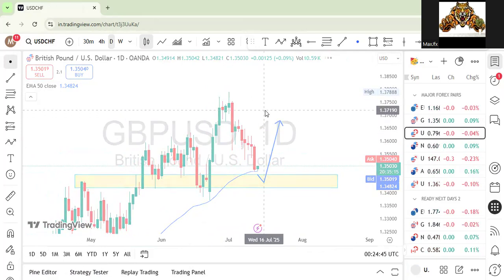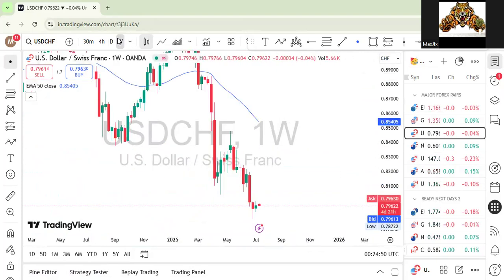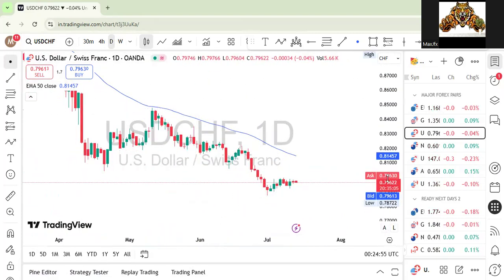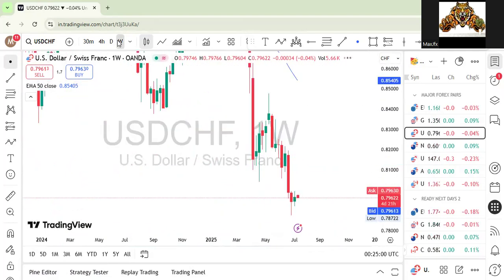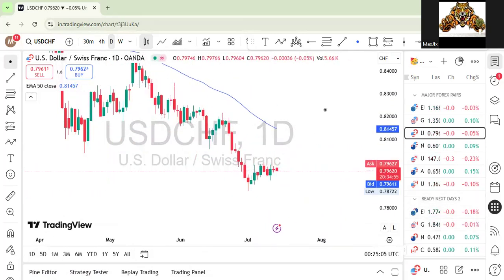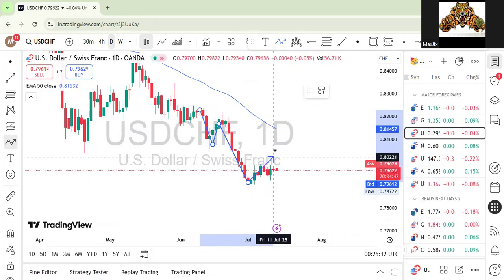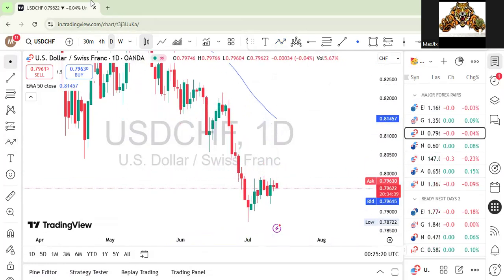Okay, so the next one is the USD CHF. So the USD CHF, we can see that price is very cheap on the daily, very, very cheap, and we can see it also making a nice trend. So now it's made a lower low, so we're expecting a higher high right here before going down low. Because it's cheap, we're looking for opportunities to buy.